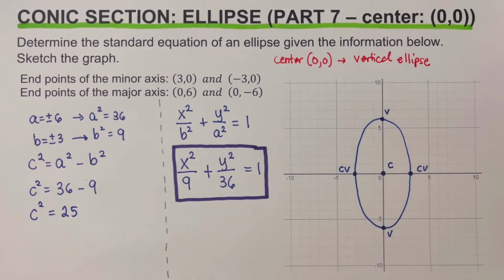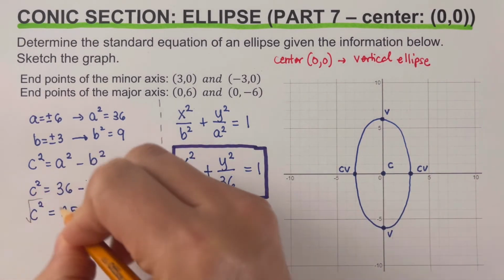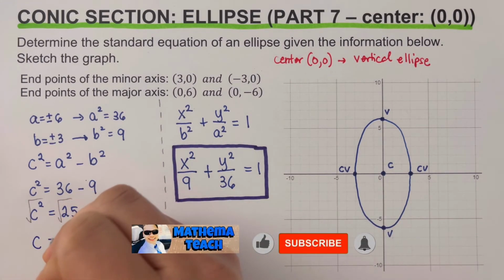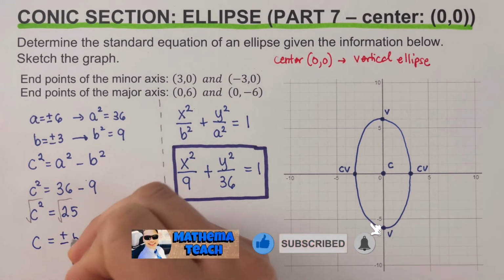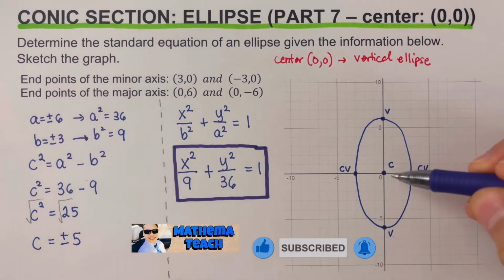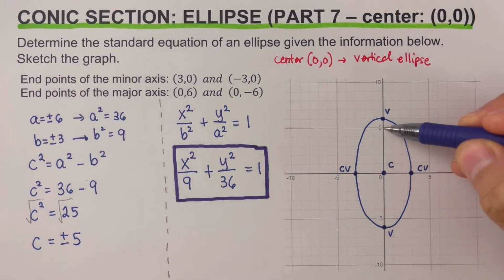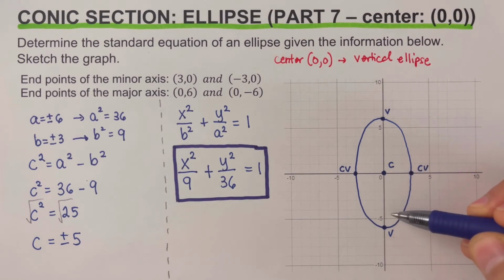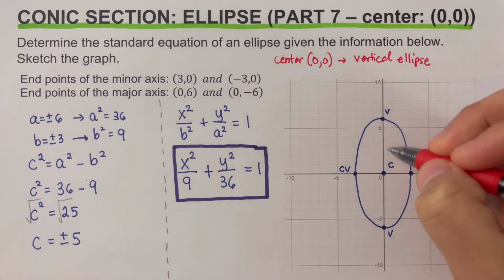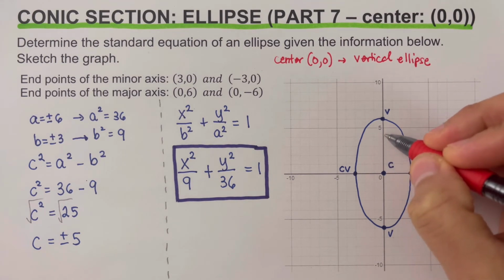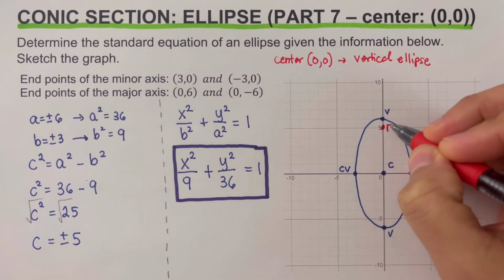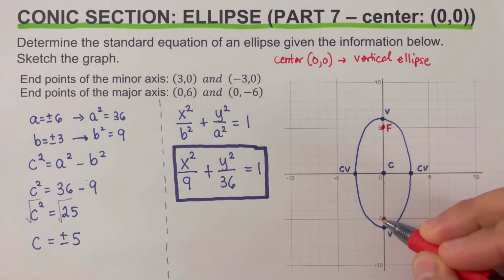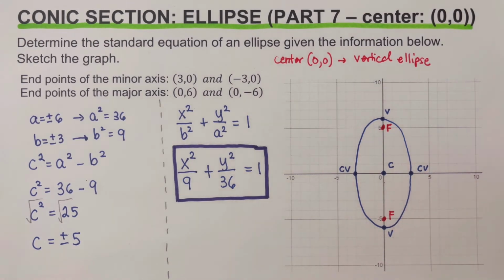So we are going to square root both sides. So I'm going to square root this. I'm going to square root that one as well. So we are able to get a C value of plus minus 5. This tells us that from the center going up 5 and from the center going down 5 is the location of the focus. So I can go ahead and say that we go 1, 2, 3, 4, 5. That's the first focus. And the second focus is 1, 2, 3, 4, 5. This is where the other focus is going to sit.